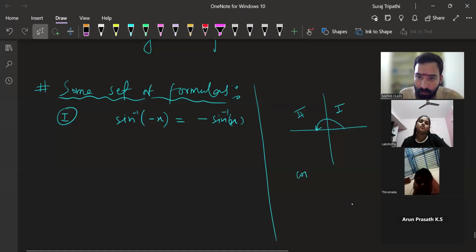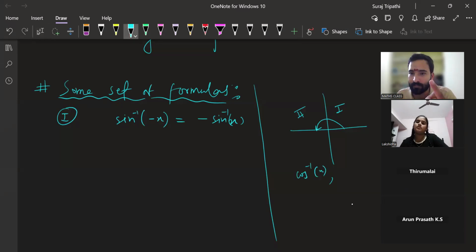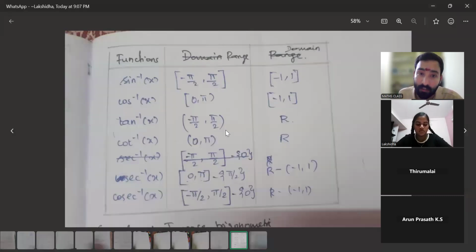So here cos inverse will lie either in first quadrant or in second quadrant, right? Yes, sir. From 0 to pi, cos inverse will cover all these values from -1 to 1, right? Cos inverse will cover all these values. So cos inverse x, and second one, see next graph, 0 to pi, cot inverse x.